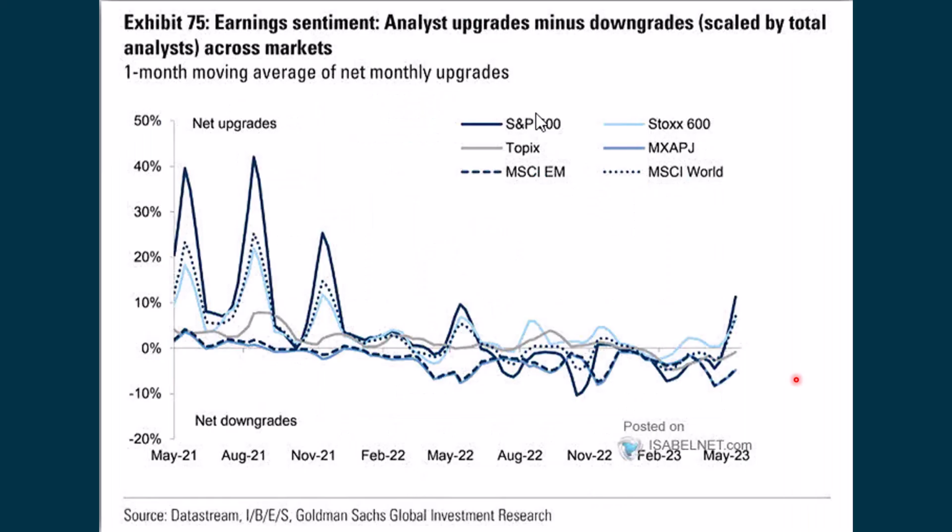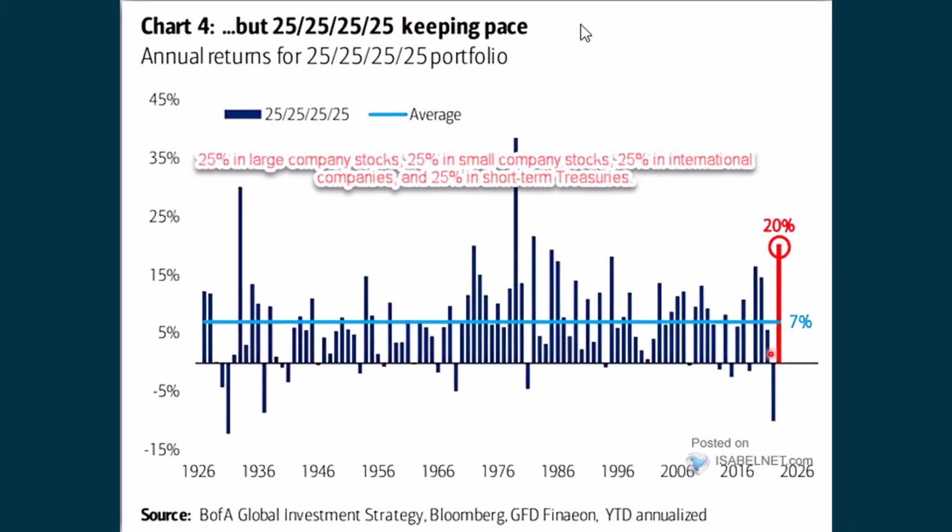This is earnings sentiment, meaning how are people feeling about earnings? And overall, worldwide, they're tending to see that earnings are going to improve into the future. Then we have a 25, 25, 25, 25 type of portfolio that some folks have. That's 25% in large company stocks, 25% in small stocks, 25% international, and 25% in short-term treasuries. And if you do that, so far, you're up 20%.